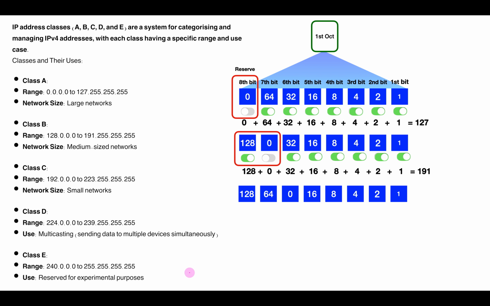For class C, they reserved 3 bits by turning on the 8th and 7th bit, and turning off the 6th bit, and they reserved all 3 bits. That's why if the remaining bits are off, the value will be 192 minimum, and the maximum will be 223.